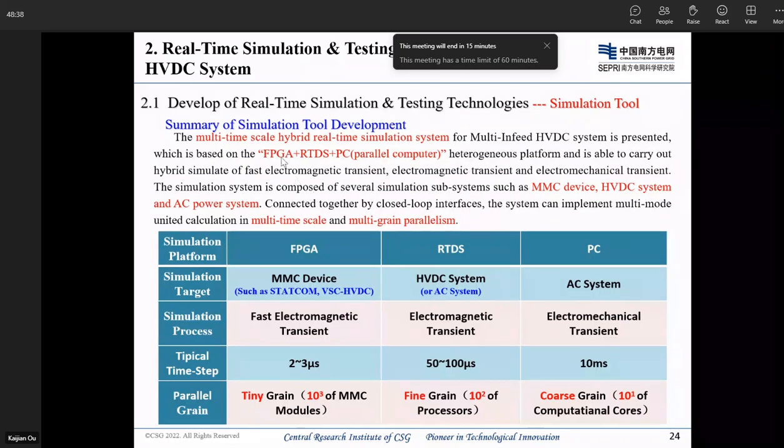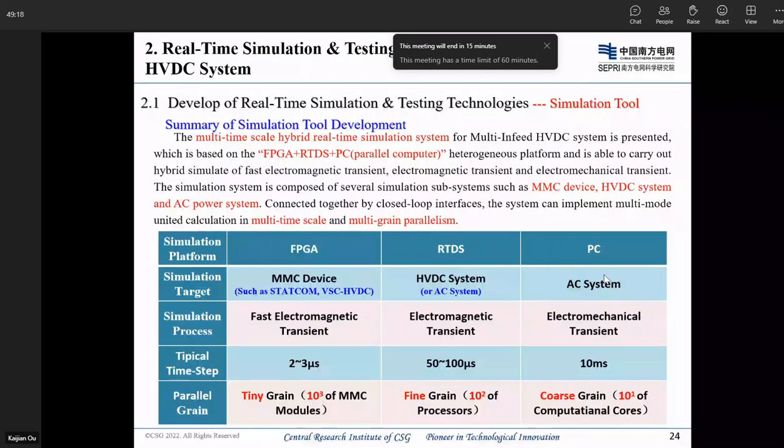Okay, this is a table like this. This is the table for the time step and time scale hybrid real-time simulation system for the multi-infeed HVDC system, which is based on the FPGA plus RTDS plus PC. So we can see in the table, we use FPGA plus RTDS plus PC to simulate the power system.